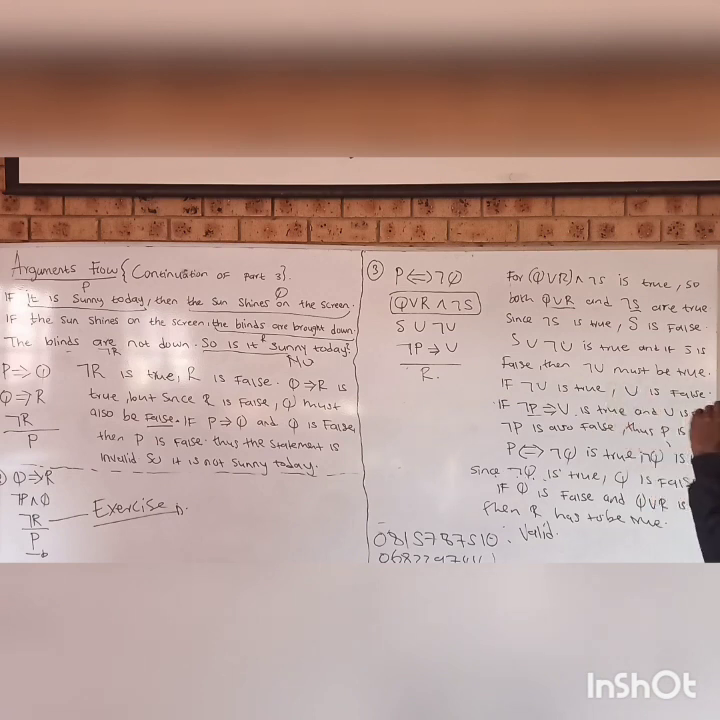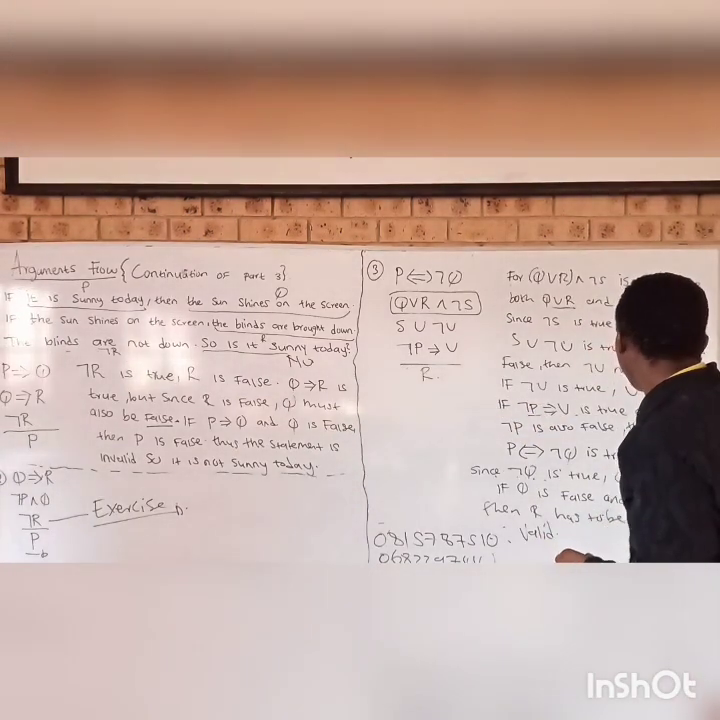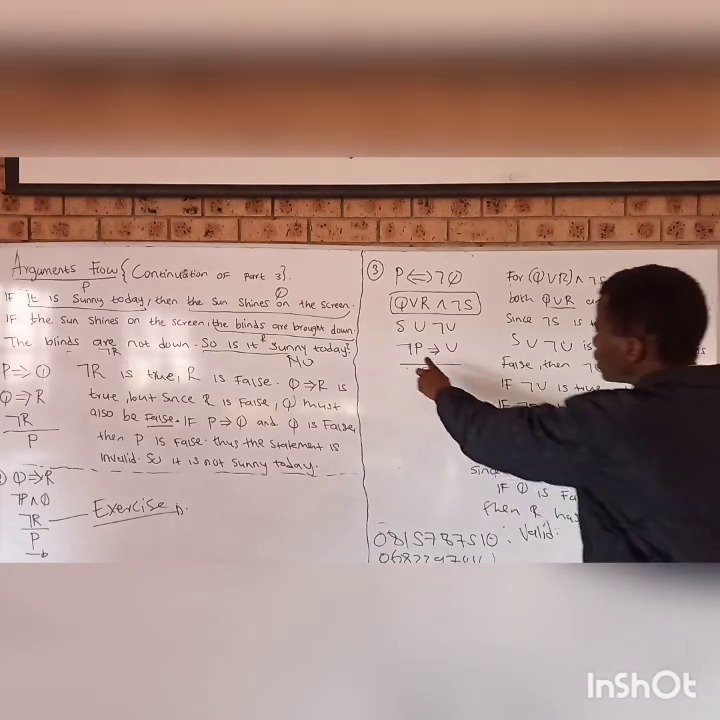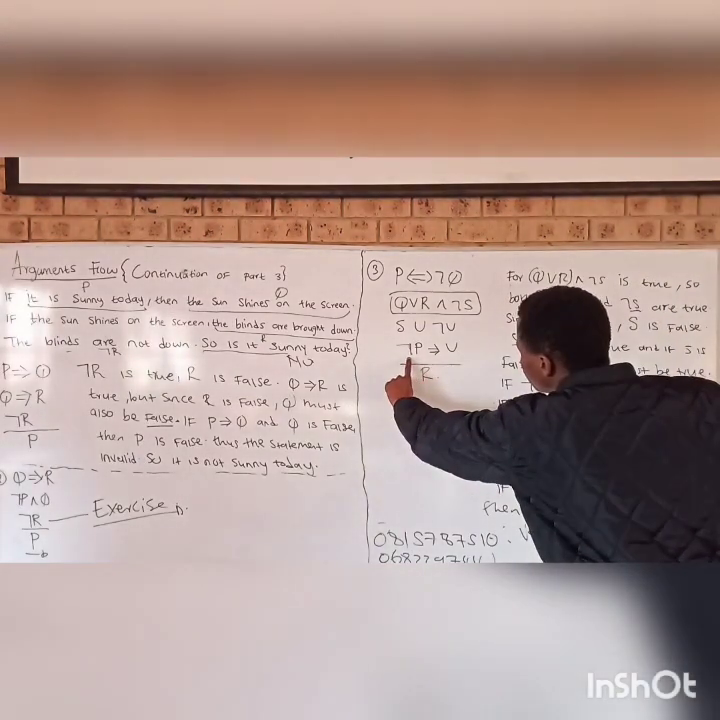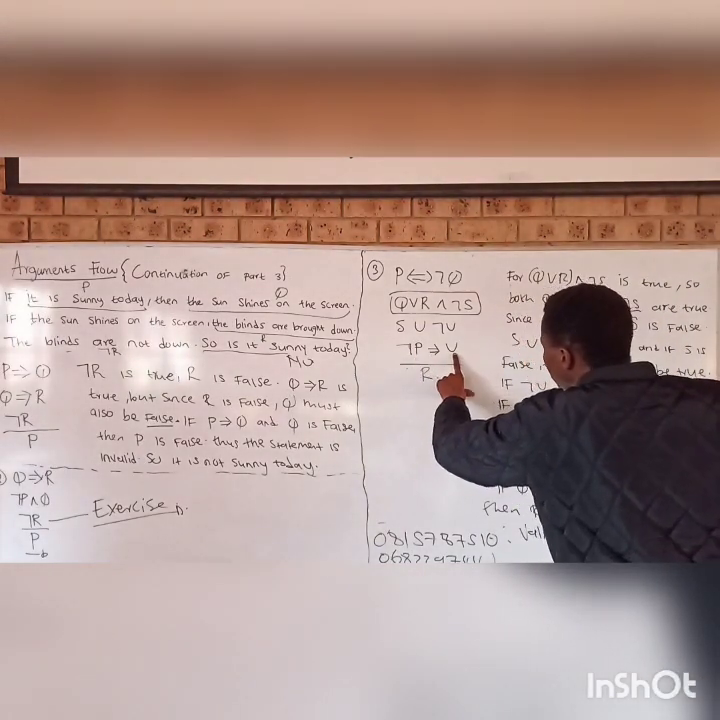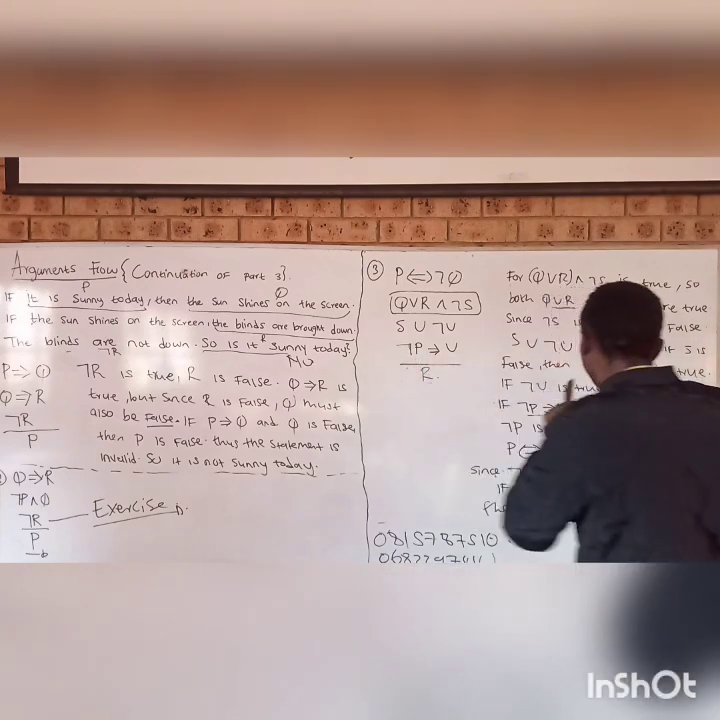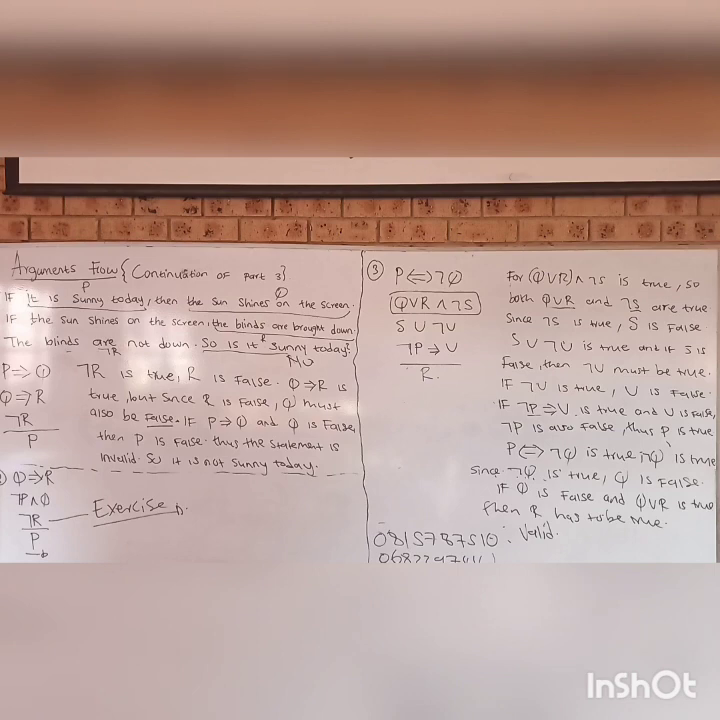So if not Q is also true, what does it mean? It means that Q is false. And if Q is false, then this given statement of not P imply Q is true, then not P also has to be false. If not P is false, then it means that P is true.